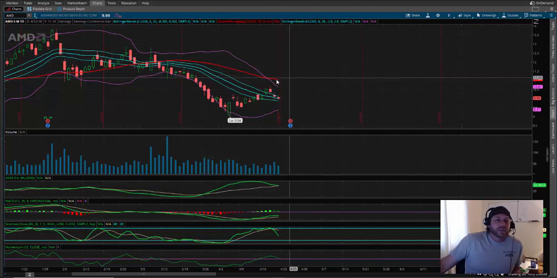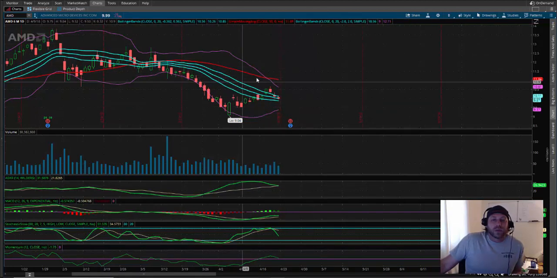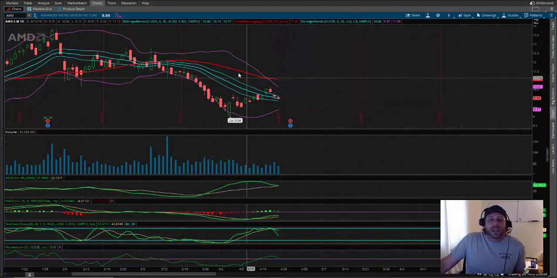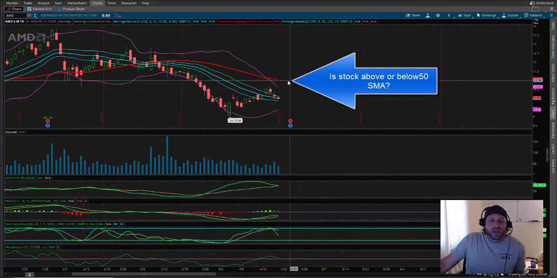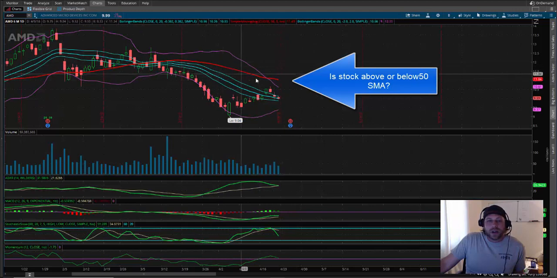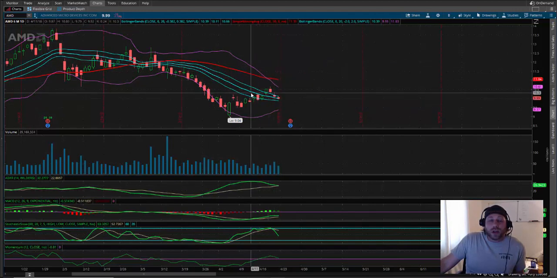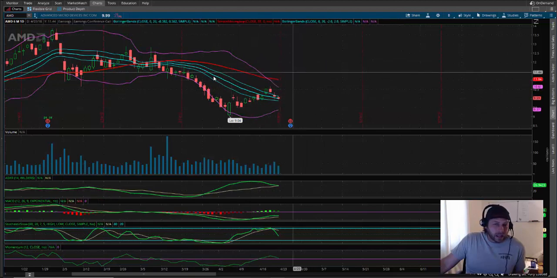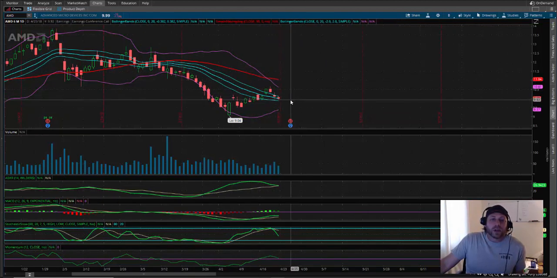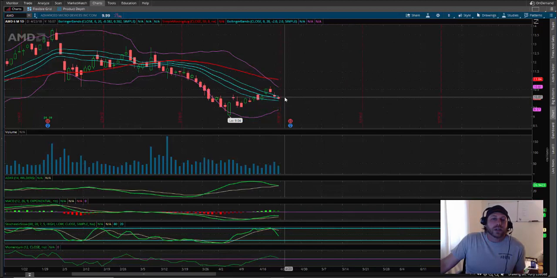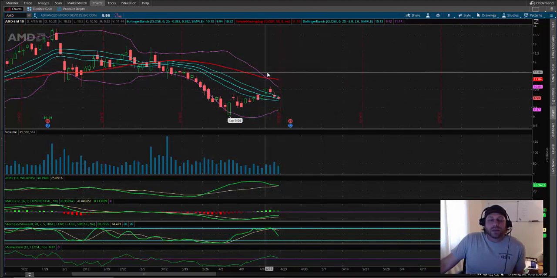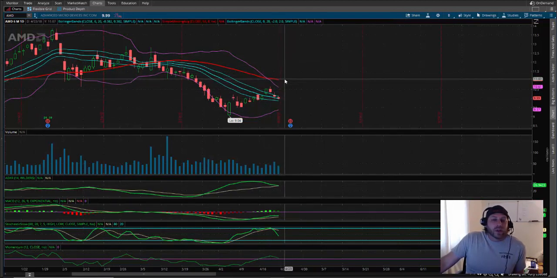AMD actually doesn't do anything for me because the first thing I'm going to check is whether it is above or below the 50 SMA. As you can see right here, it is below the 50 SMA. So right off the bat, this would not be something I would look at. I would literally go to the next chart and try to find something that is above it. But just to go through our checks, I'll show you what we're looking at.